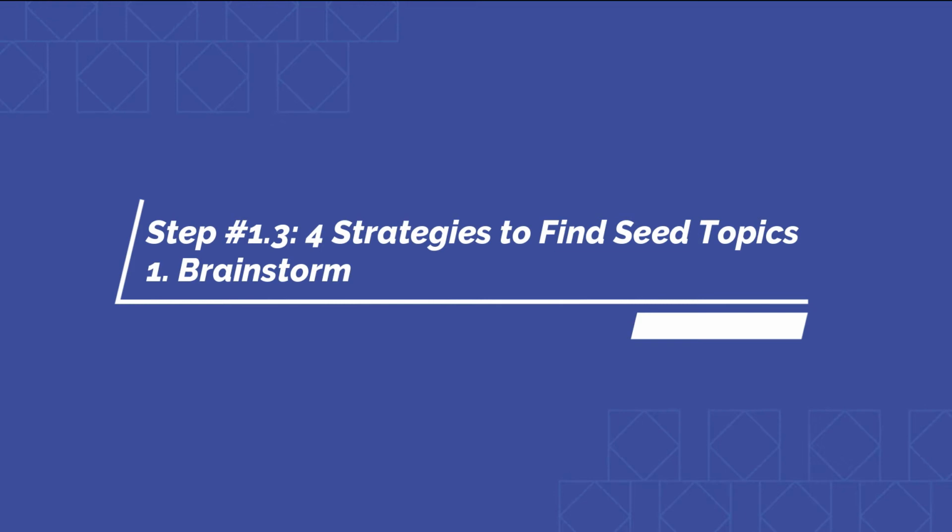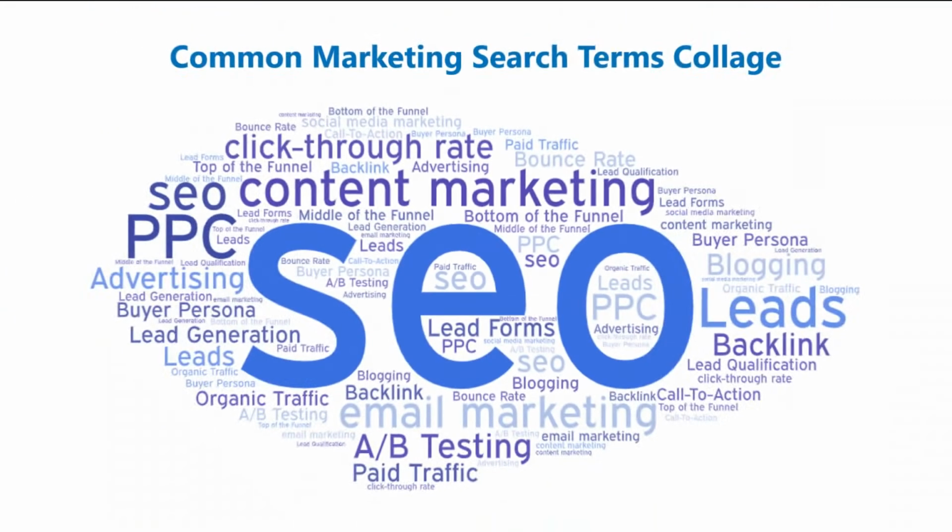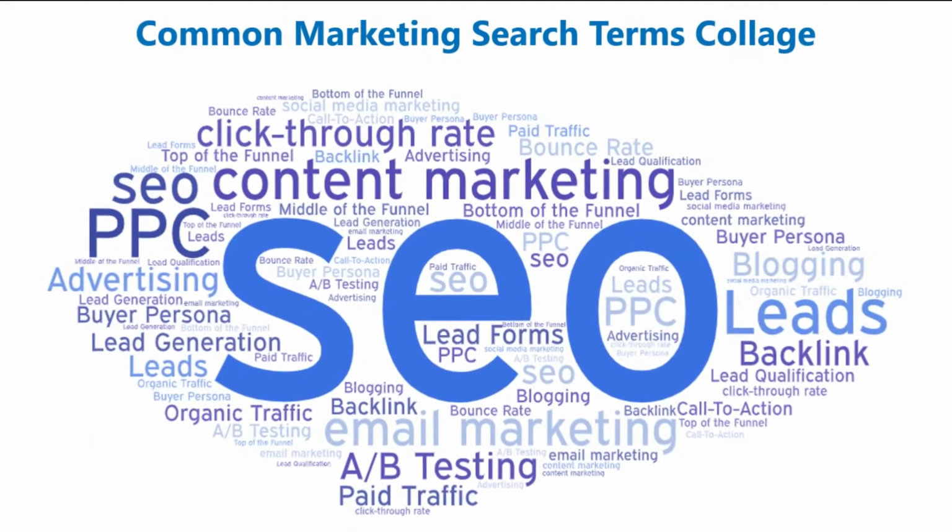Number 1 is brainstorming. The first and easiest way to figure out seed keywords is to do good old-fashioned brainstorming. Simply sit down with your company experts and ask them to give you lists of words, phrases, and terms with broad meaning associated with your products, services, industry, and customers. For example, in marketing, the common terms are SEO, content marketing, email marketing, A/B test, leads, advertising, buyer persona, etc. All these words could be your potential seed keywords.